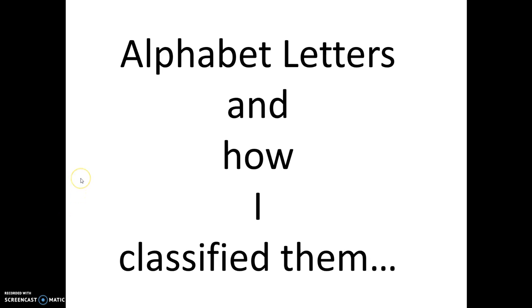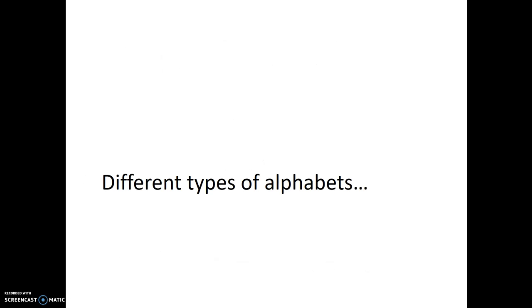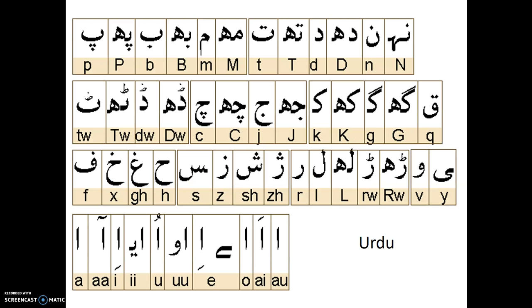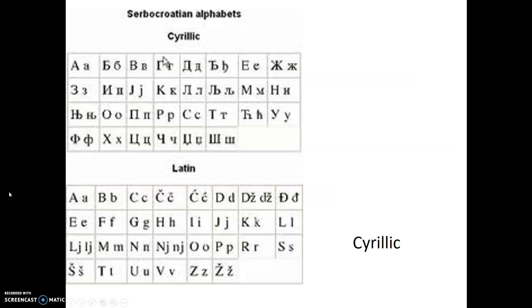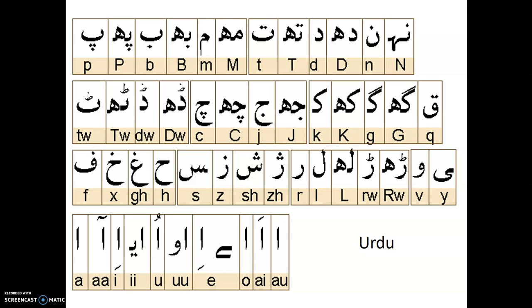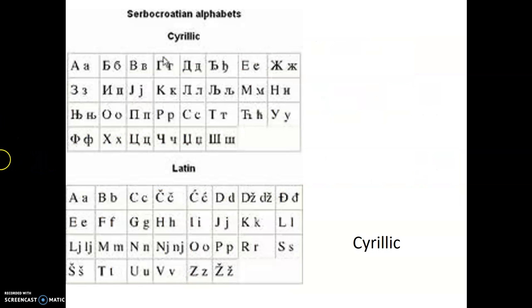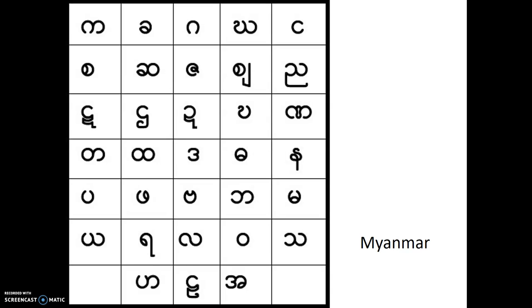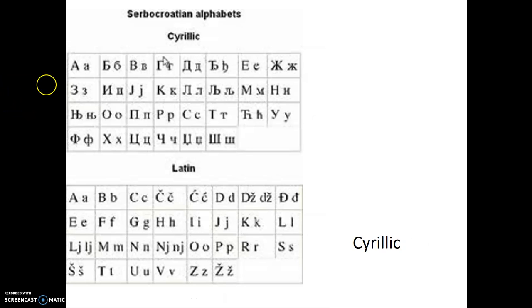Alphabet letters and how I classified them. Here are some different types of alphabets. We've got Urdu, Cyrillic. Do you know what Urdu writes for? Is it Pakistani? They speak Urdu in Pakistan. I should have reviewed all these. I haven't looked at this in years. Cyrillic, which I believe is the Russian alphabet. So that's how they write Russian.